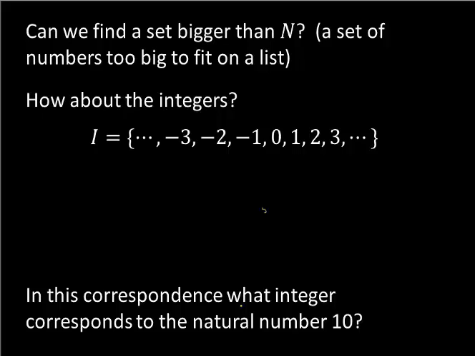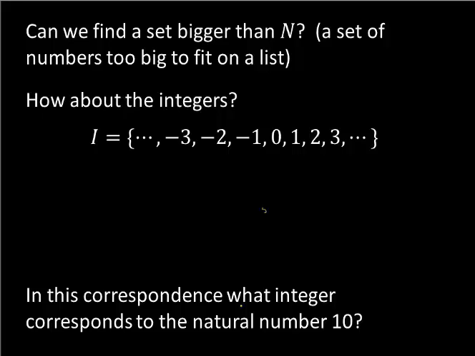In other words, we would have to show it is impossible to find a one-to-one correspondence between that set and n. The best way to think of it is we're looking for a set that's too big to fit on an infinite list. Let's take as our first example the set of integers.